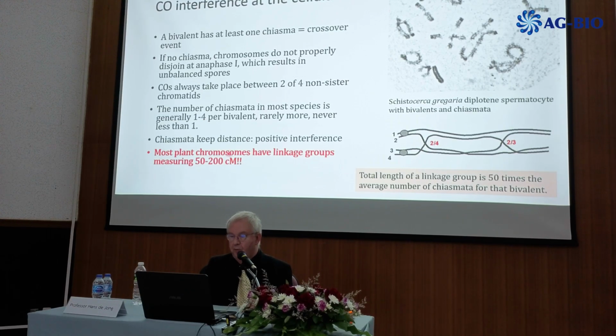It means that most plant chromosomes have a linkage group measuring 50 to 200 centimorgan. That is a very important statement. If you use a linkage program, and on a certain moment after the initial analysis it tells you, well, I have a linkage group of 1000 centimorgan, you know that it is simply wrong. It's something you have to remove, you have to correct, and so forth.